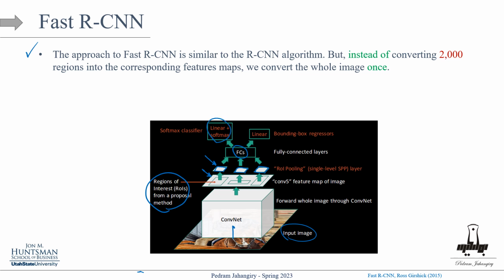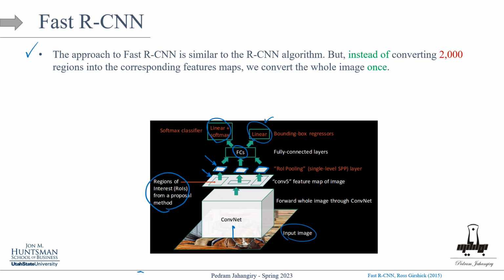For the bounding box regressors, we can use any kind of machine learning, but here in Fast RCNN we're going to apply linear. Okay, so it seems that it is a lot better than RCNN. That's why we call it Fast RCNN, because passing the input image to the convnet is only done once now, instead of 2,000 times, right?